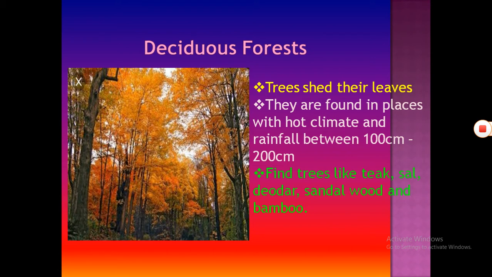This type of forest are found in places with a hot climate. The important trees found in these forests are teak, sal, deodar, sandalwood and bamboo. In our country, deciduous forests are found in the Deccan Plateau and the lower regions of the Himalayas.